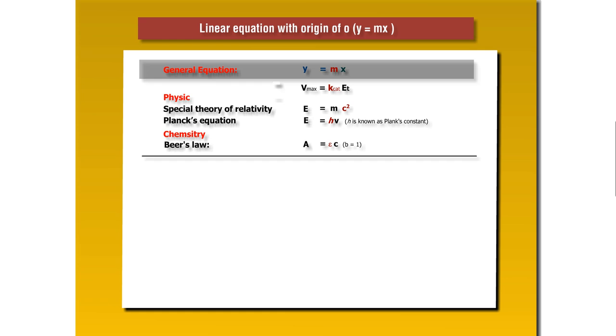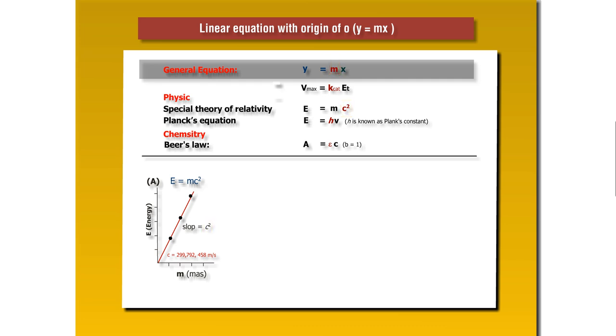In physics, for example, Einstein's theory of special relativity states that E equals mc squared. By comparing this equation to the general form y equals mx, the value of the slope m can be obtained from a plot of energy versus mass. In this case, the slope m turns out to be a constant equal to the square of the speed of light.